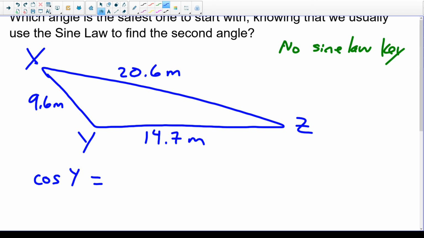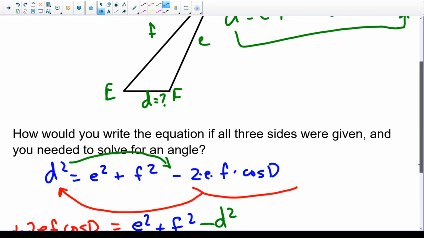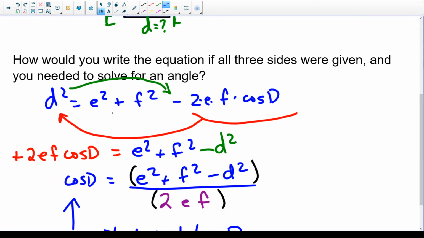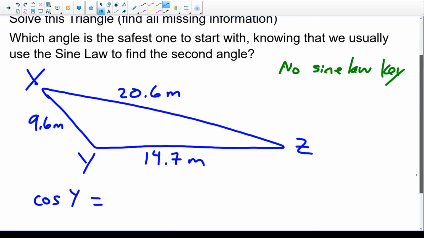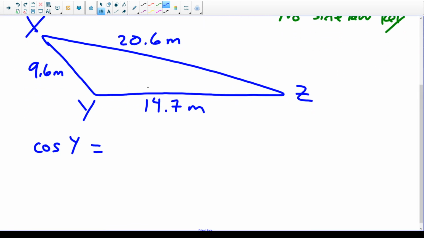Now I'm going to go back to the previous slide for a second. Okay, let's look at what's going on here. So here was our equation. We took this term, brought it over to this side, took the d squared, brought it over to that side, and then divided by the 2EF. Now I feel like you should be able to do that mentally just by knowing the three letters that we're working with and what we're trying to isolate.